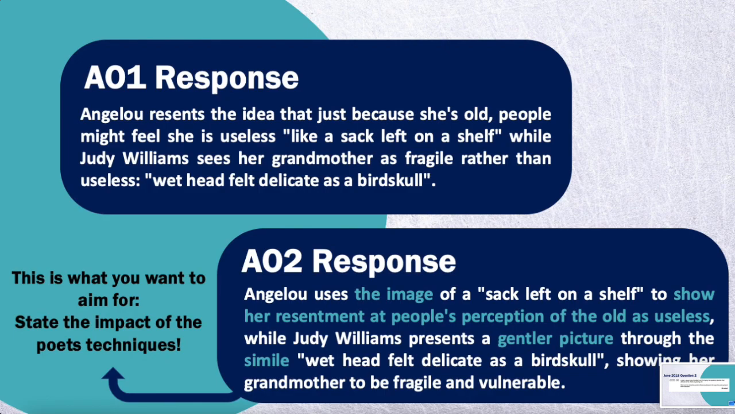As you can see, it includes exactly the same information as the AO1 response with added extras highlighted in blue. The key differences between the 2 responses is that the AO2 response first of all states the language technique that was used, aka the simile or the image, and then it goes on to state the impact of the poet's techniques. So just by making a few tweaks to your answers, you can basically boost your grade a lot.